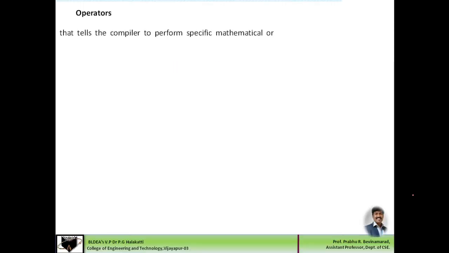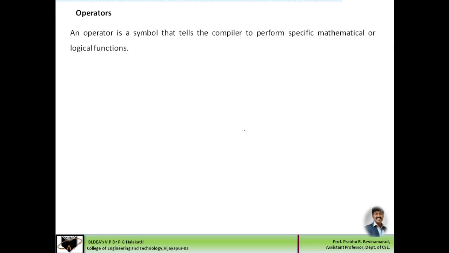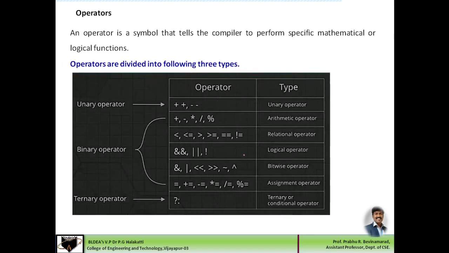So first, let us understand what is meant by operators. An operator is defined as a symbol that tells a compiler to perform a specific mathematical or logical function. So operators are divided into the following three types: unary operator, binary operator, and ternary operator. So what is meant by unary operator? In case of unary operator, the particular operator will operate by taking only one operand. An operand is nothing but a value which is used during operation.